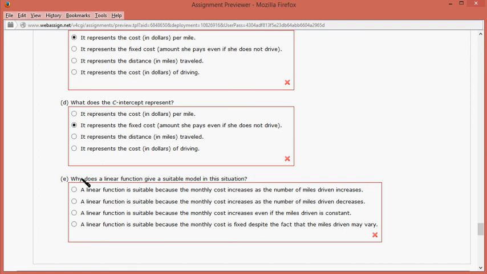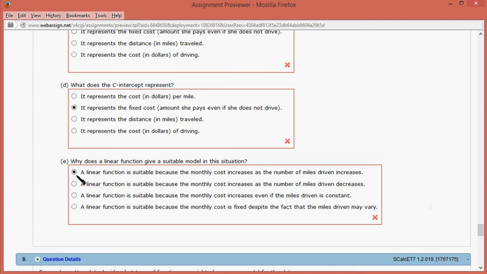And why does a linear function give a suitable model in this situation? A linear function is suitable because the monthly cost increases as the number of miles driven increases. This is true. Let's look at the other ones. The cost increases as the number driven decreases: that's not it. The cost increases even though the miles driven is constant: that's not it. The cost is fixed despite the miles driven: not it. So the only reasonable one is the very top one.